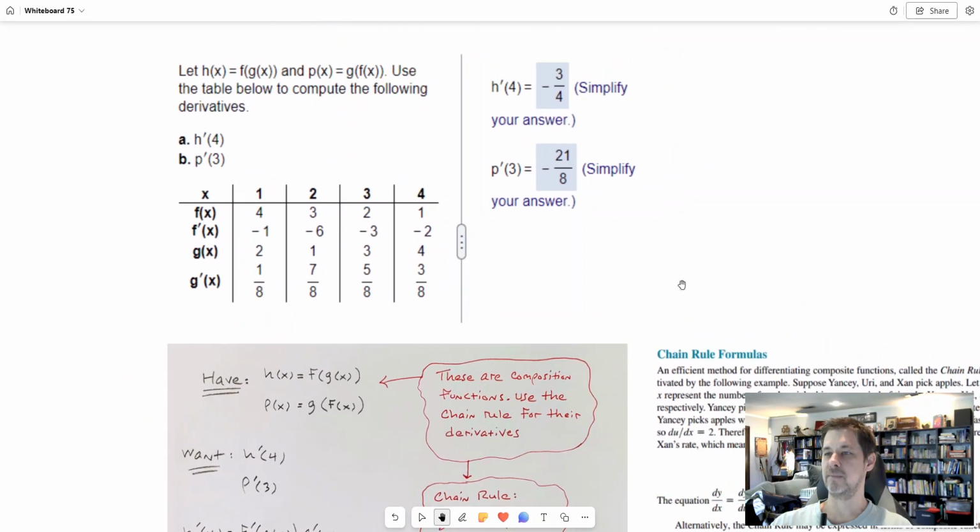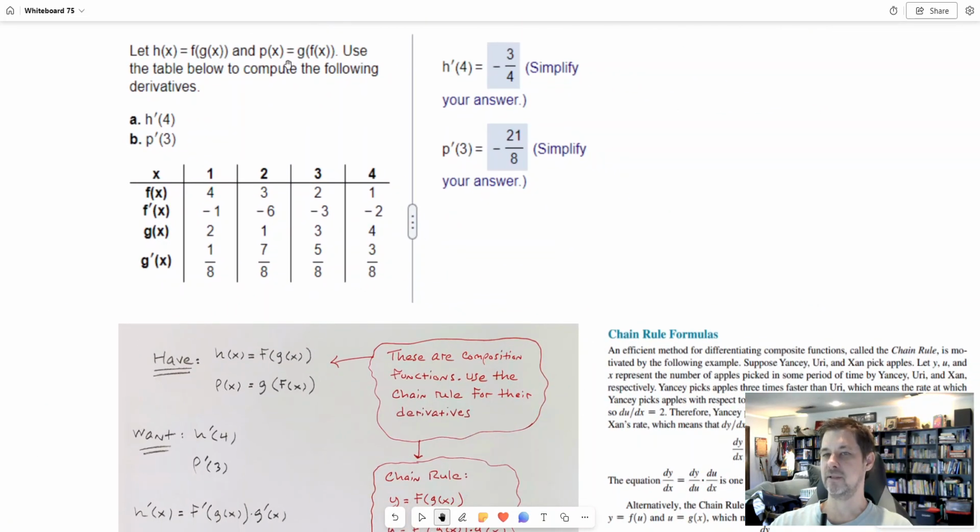But in this problem, I have these functions that aren't known from the beginning. Like I have this function h of x, f of x, g of x, p of x, and none of it's known. I have some data, okay? I know that, for example, if you plug 1 into f of x, you get 4 as a result. I know that if you plug 3 into g prime of x, you get 5/8 as a result. I have some data, some particular numbers, but I don't know what these functions are.